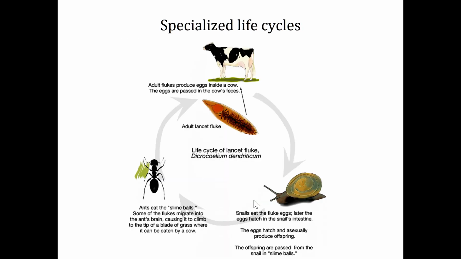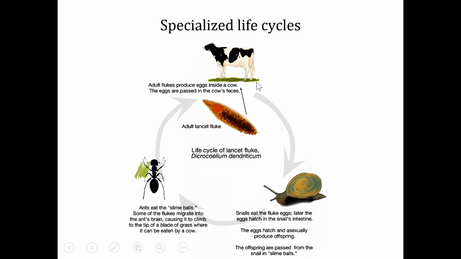Mosquitoes are fairly generalized parasites, although they can be kind of specific, but many parasites have very specialized life cycles. Let's take this example of the liver fluke, or the lancet fluke. It undergoes different parts of its life cycle in 3 different hosts, so it requires 3 different hosts in order for it to complete its full life cycle. This is a cycle, so we can start anywhere we want, but where we're going to start here is with the cow. So the adult fluke produces eggs inside the cow.